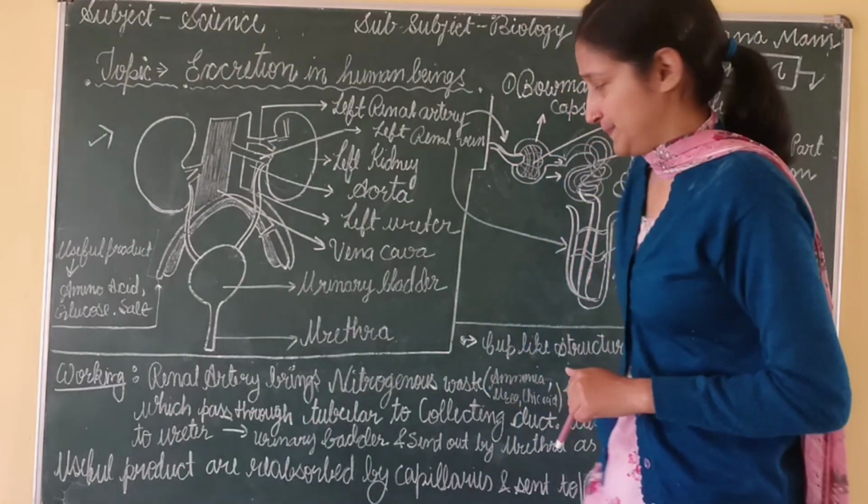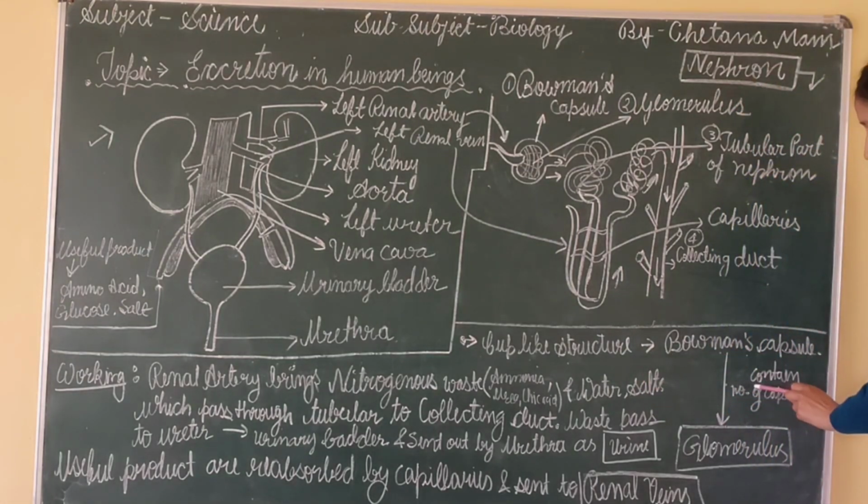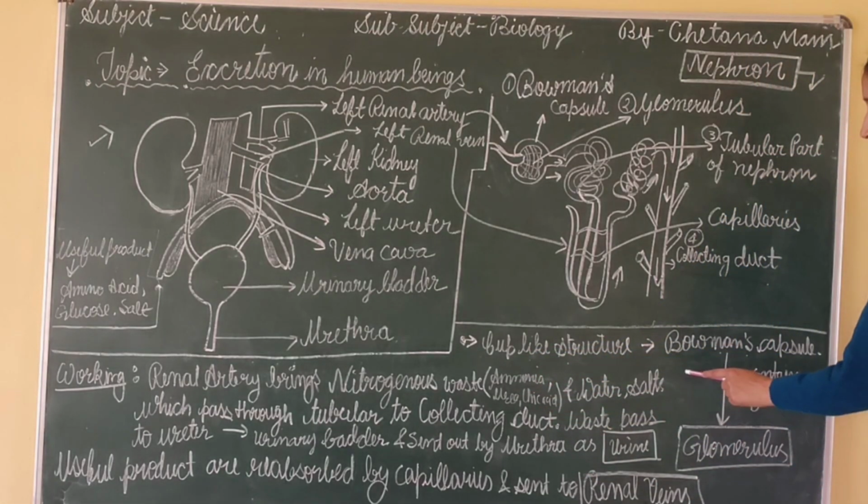Let us understand. So the cup-like structure is called Bowman capsule. It contains number of capillaries called glomerulus. Okay, यहाँ तक समझ में आ गया कि क्या है cup-like structure जो present है, Bowman capsule कहते हैं उसको, और उसके अंदर जो capillaries है उसको कहते हैं glomerulus.